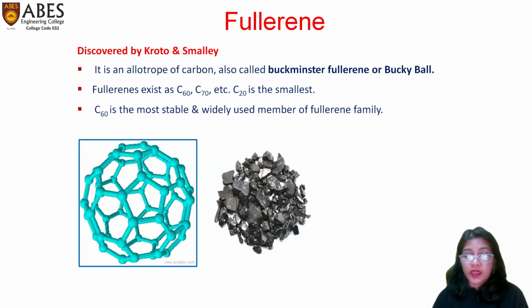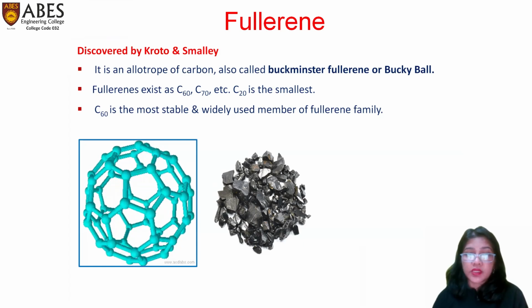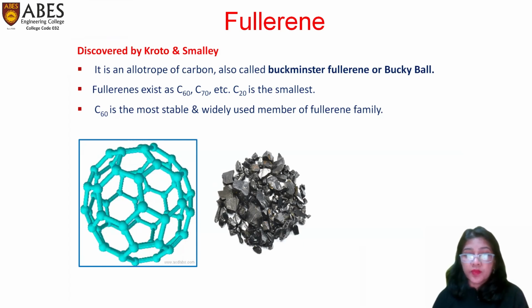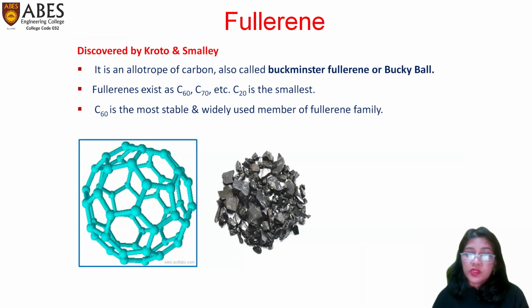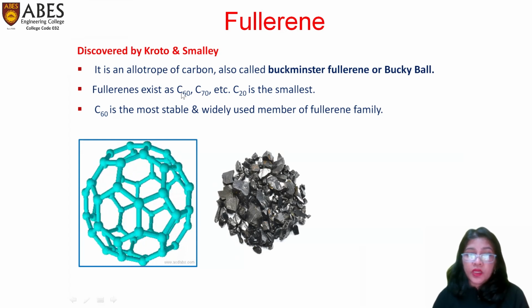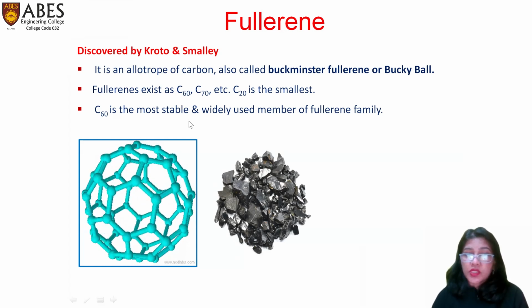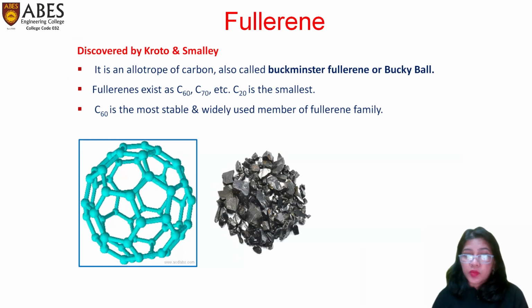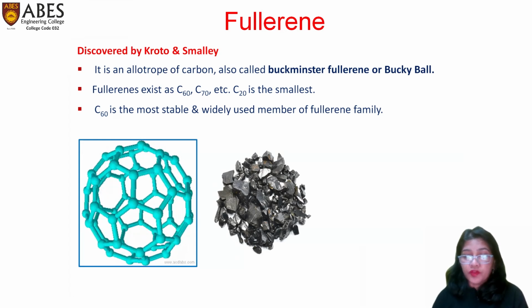Fullerene exists in different forms like C60, C70, C80. The smallest form of fullerene is C20. Here we will be discussing C60 fullerene, which is the most stable and widely used member of the fullerene family.